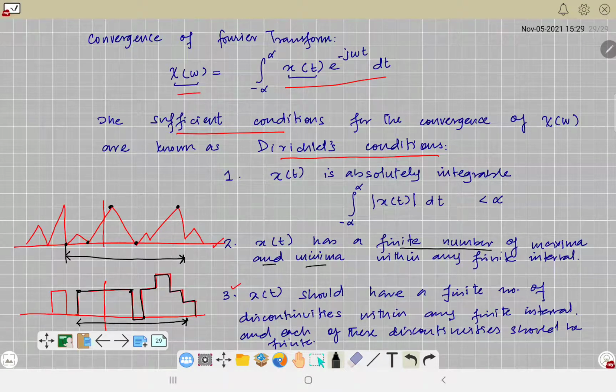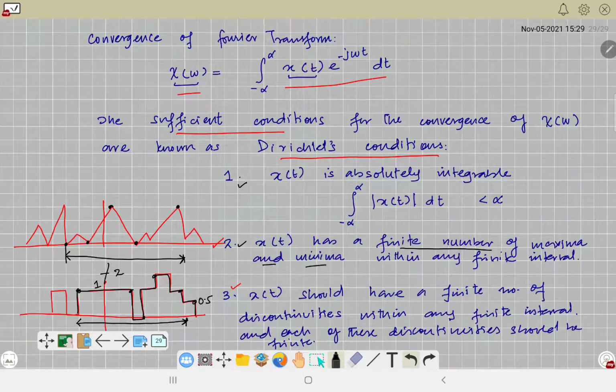Say for example 7 here, and the value, for example, this discontinuity has a value of 1, which is finite. Let's suppose this discontinuity has a value of 2. Say this has 0.5. So these are all finite values, right? So first, it should have a finite number of maxima and minima within any finite interval. Second, the signal x of t should have a finite number of discontinuities within any finite interval, and the values at these discontinuities should also be finite.